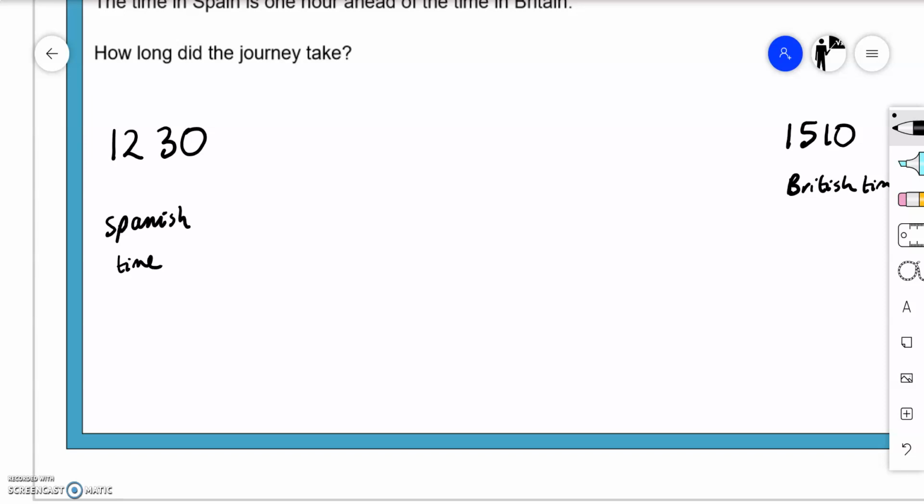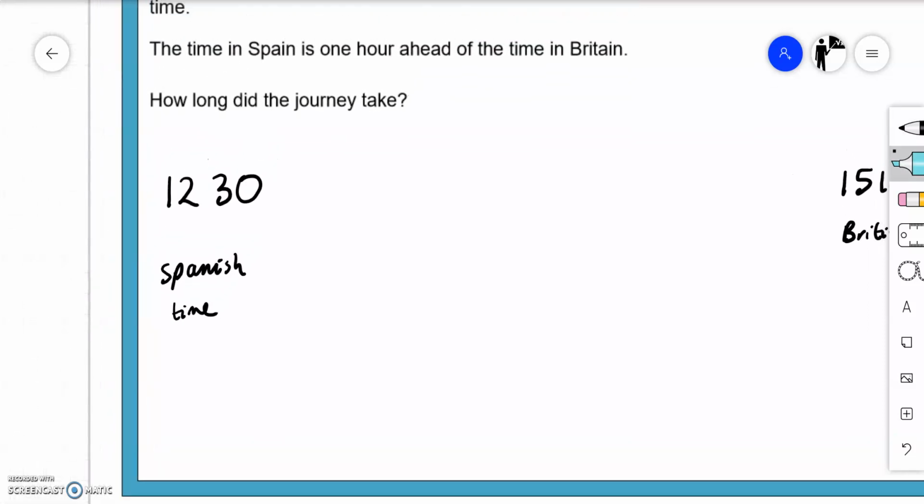Okay, so once again, if we just think about what this means, the time in Spain is 1 hour ahead of the time in Britain. So if it is 2 o'clock in Spain, that's an hour ahead than what it is in Britain. So it would be 1 o'clock in Britain. If it was 5 o'clock in Spain, it would be 4 o'clock in Britain. So I'm going to change these both to be British time. So if it's 12:30 in Spain, it's going to be 11:30 in Britain. Because the most important thing is we get both times in the same time zone.